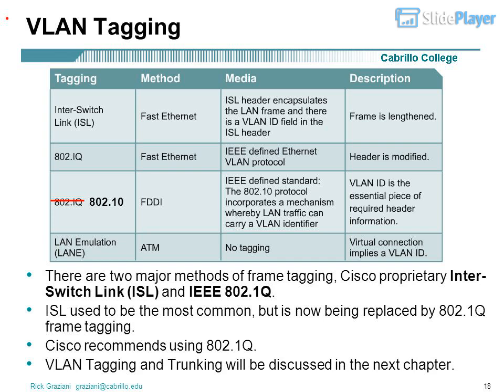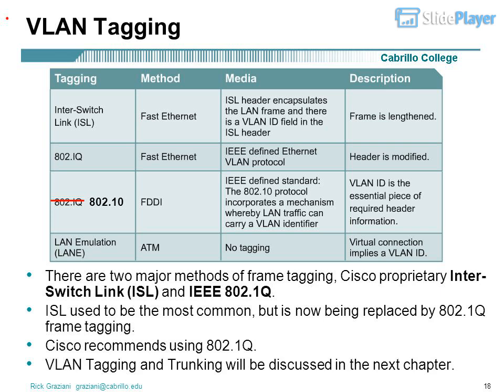802.1Q. There are two major methods of frame tagging: Cisco proprietary Inter-Switch Link (ISL) and IEEE 802.1q. ISL used to be the most common, but is now being replaced by 802.1q frame tagging. Cisco recommends using 802.1q. VLAN tagging and trunking will be discussed in the next chapter.